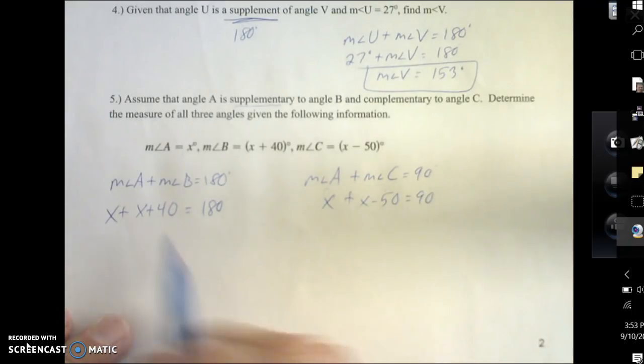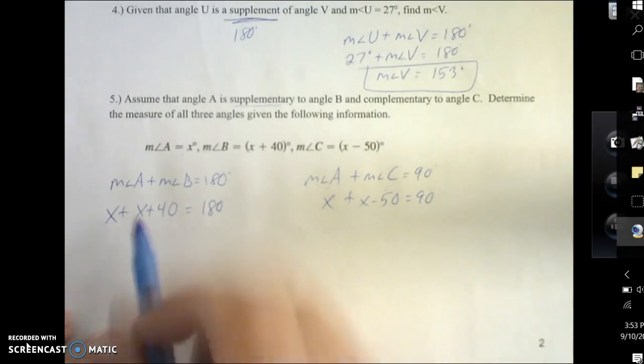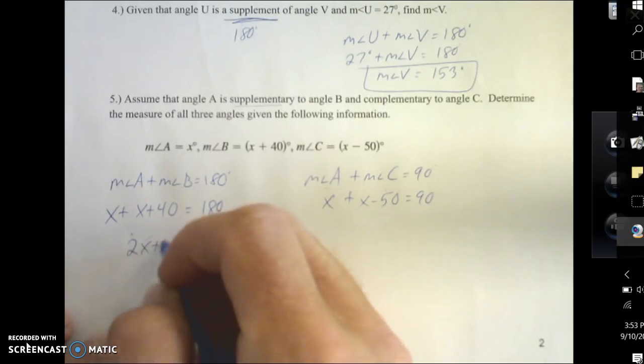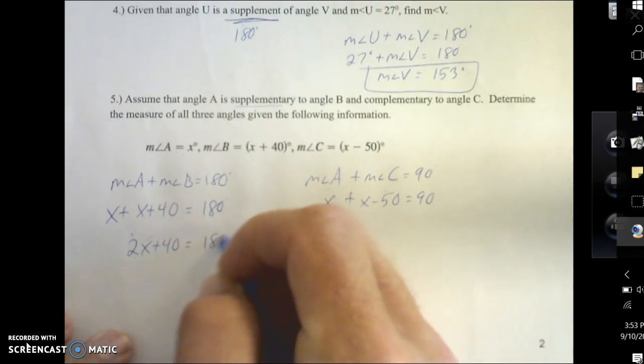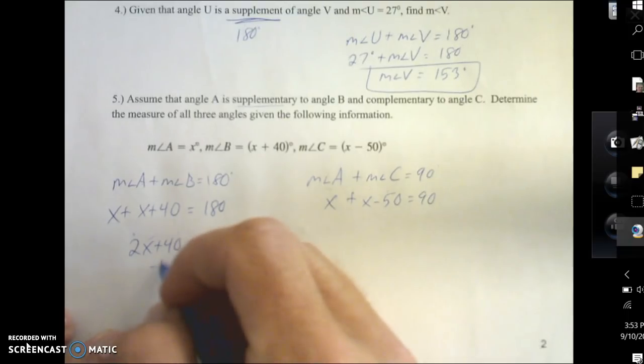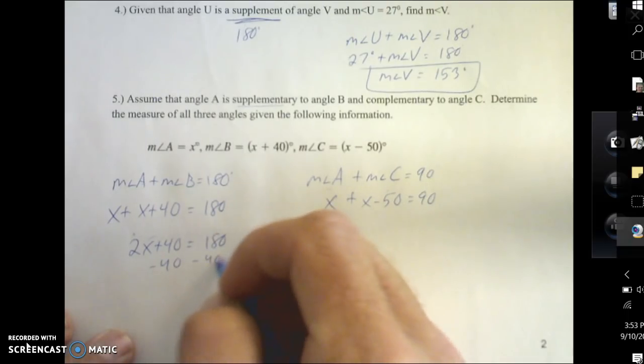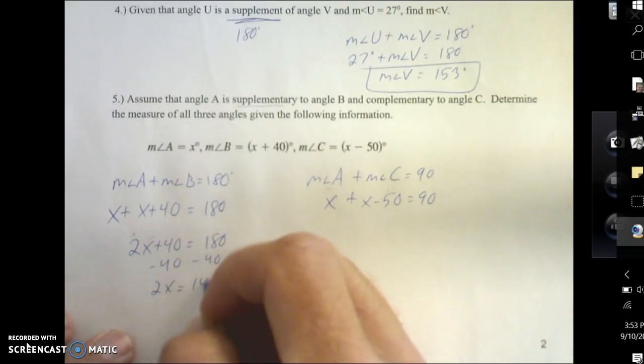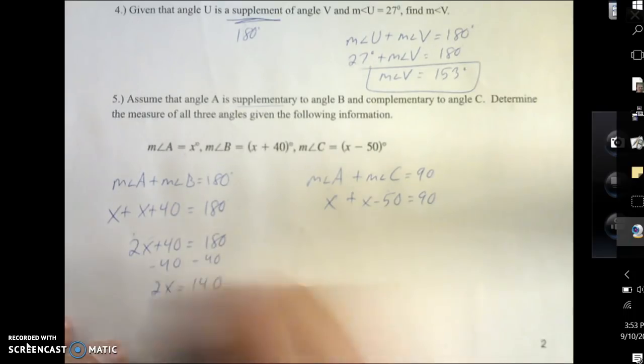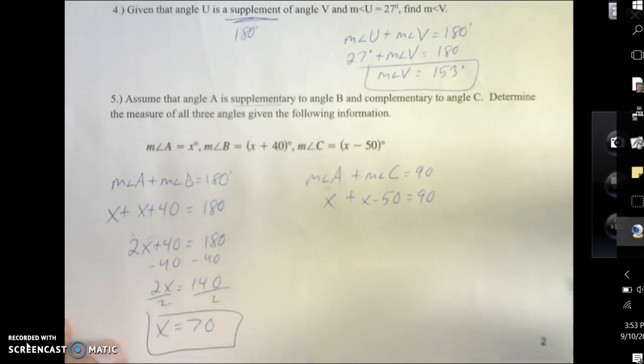Alright, let's solve this one first. X and x is 2x. Okay, I can subtract 40 over. 2x equals 140. Divide by 2. X equals 70. Alright, cool.